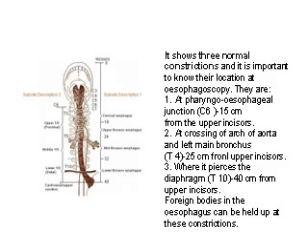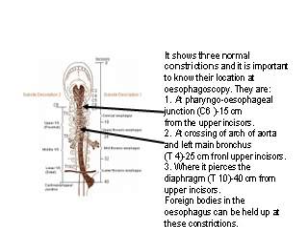The esophagus shows three normal constrictions, and it is important to know their location at esophagoscopy. They are: number 1, at the pharyngoesophageal junction, which is at the level of C6 or 15 centimeters from the upper incisors. Number 2, at the crossing of the arch of aorta and left main bronchus, which is at the level of T4 or 25 centimeters from the upper incisors.